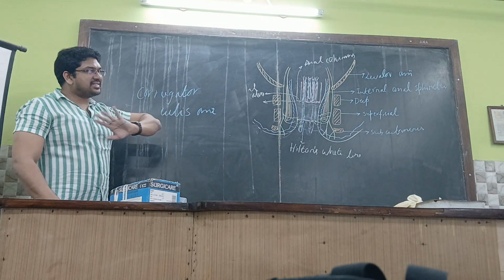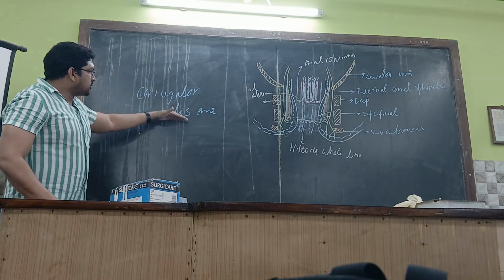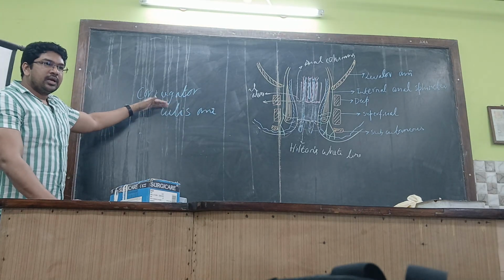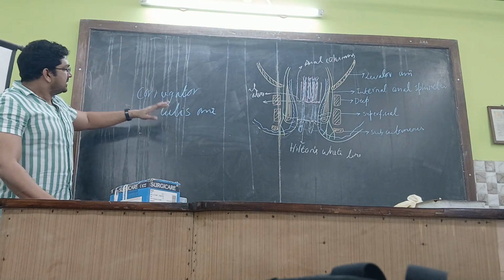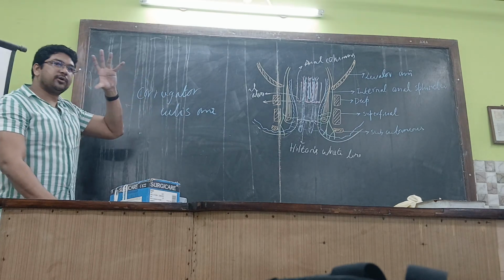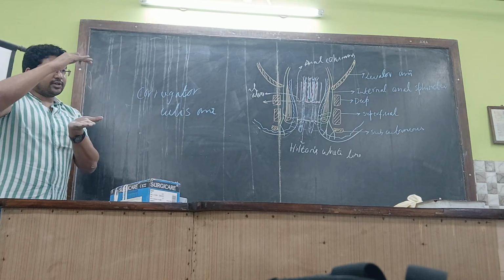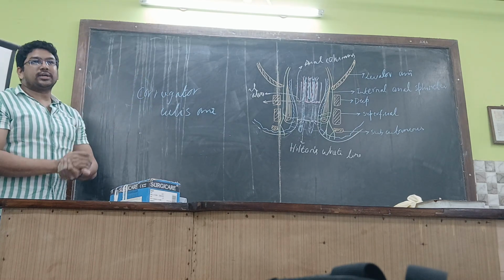This may be asked in the examination: what is that? Corrugator cutis ani. Corrugator means multiple folds, just like the corrugated scrotum. The same way, corrugator means multiple folds together. If you fold a paper into multiple folds, those are the corrugations.